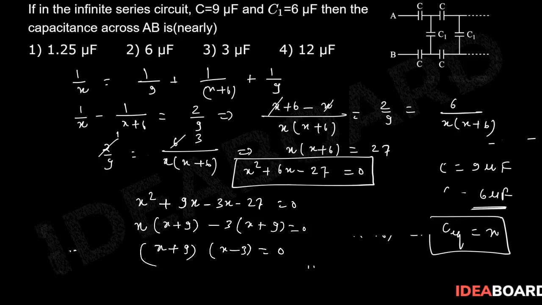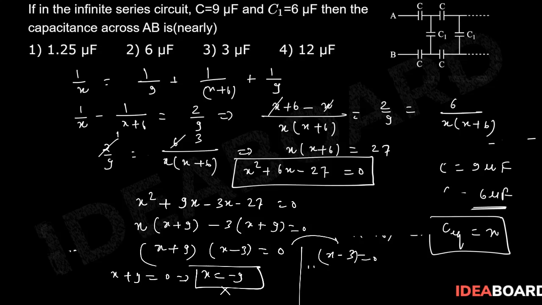One time x plus 9 is equal to 0, which gives us x equal to minus 9, which cannot be the answer because capacitance cannot be negative. Another possible solution is x minus 3 is equal to 0, which gives x is equal to 3 microfarad. Yes, this is the possible answer because capacitance will obviously be positive. So x equal to 3 is the right answer. So which option is correct? The third option is definitely the answer.